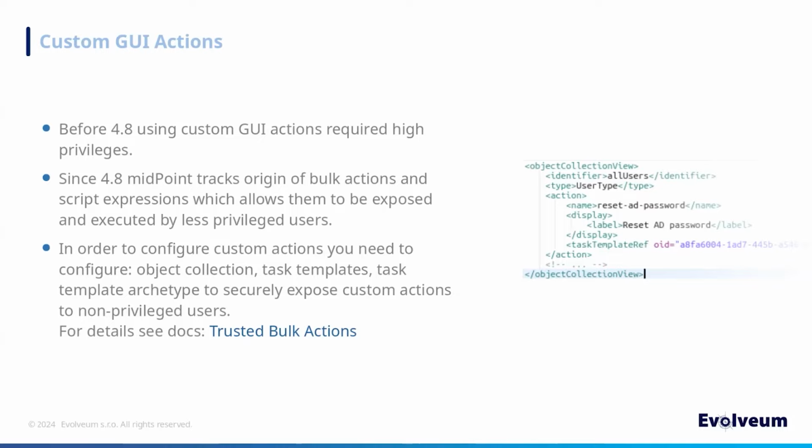In order to configure the custom GUI actions, you need to configure the object collection view with these actions. You also need to configure task templates for these actions and custom archetypes for these task templates, which will assign an expression profile to them. If you want to learn more details and see a tutorial on how to configure this, search our documentation for trusted bulk actions.